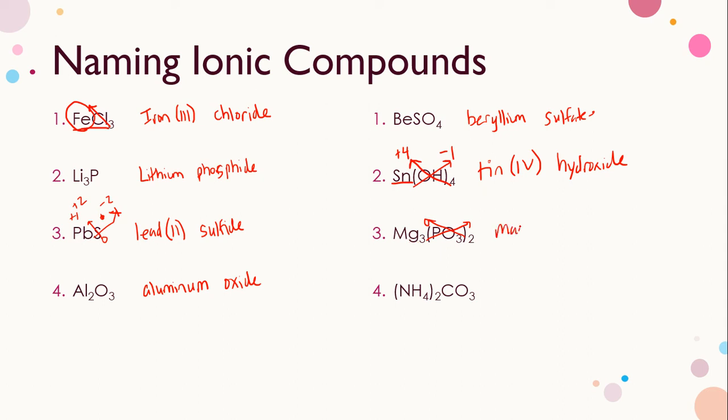Here you have magnesium. It's not part of your list. And then PO3 is phosphite. And then the last one, NH4, is ammonium. And then CO3 is carbonate.